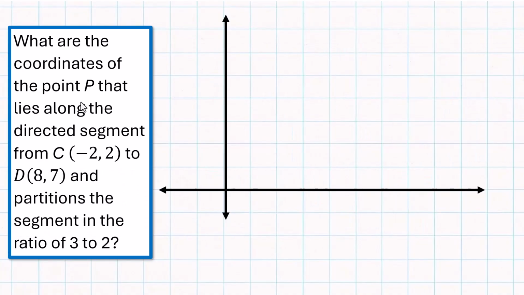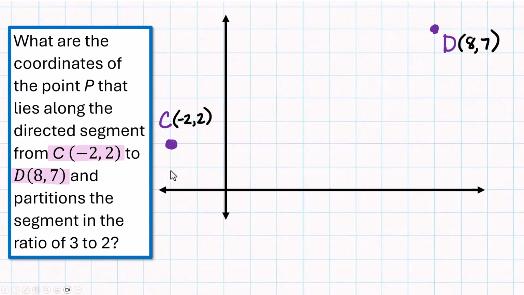What are the coordinates of point P that lies along directed line segment from C to D and partitions the segment into the ratio of 3 to 2? First of all, you just have to learn how to understand a question. Pretty jargon heavy. Let's start with a directed line segment from C to D. Well, C is the point -2, 2. That's right here. And D is the point 8, 7. There it is, up there.